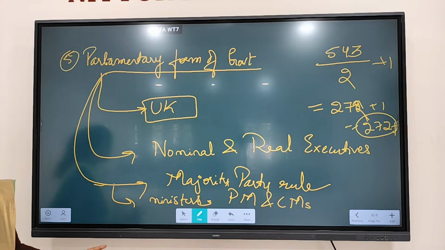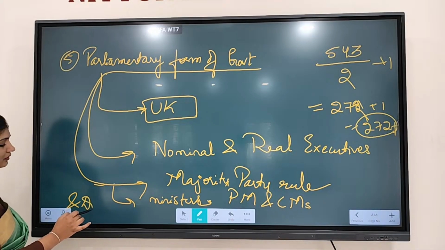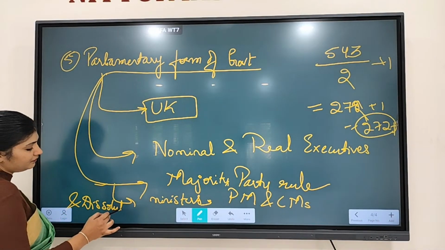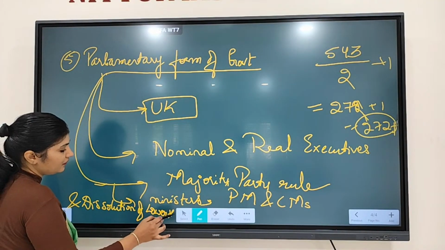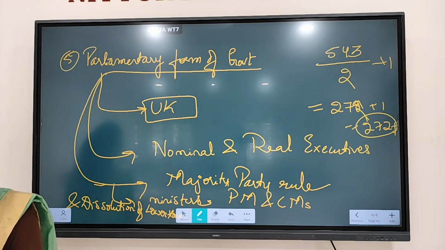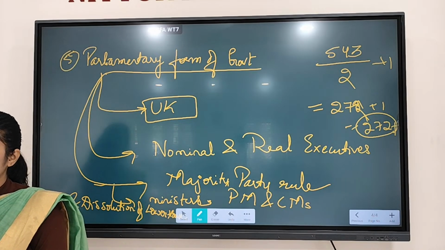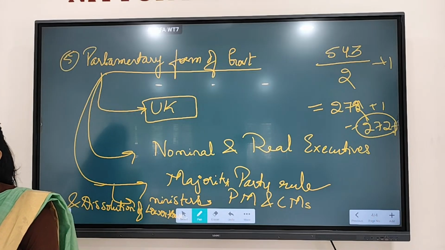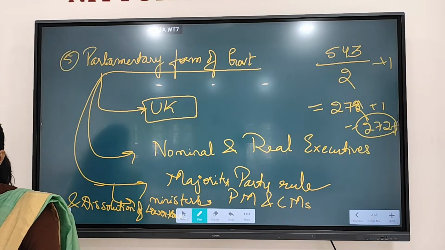And dissolution of lower house. Write down this point also. Dissolution or dissolving of lower house. Which are the lower houses? Lok Sabha at the center. Concentrate here. In Parliament, there are two houses, Lok Sabha and Rajya Sabha. Lok Sabha is called the lower house.